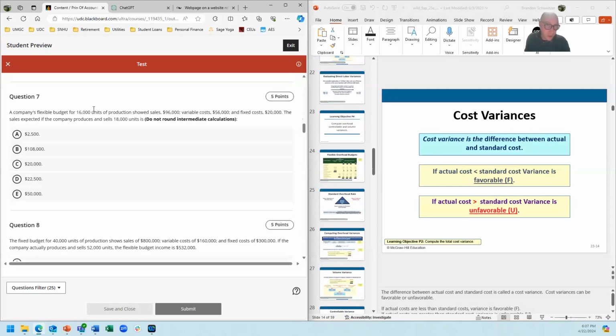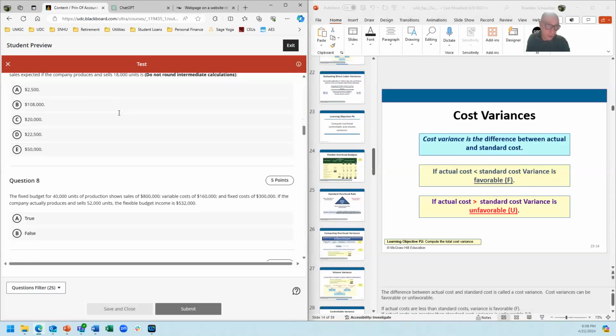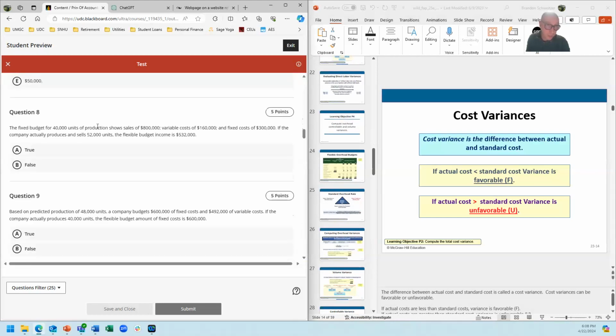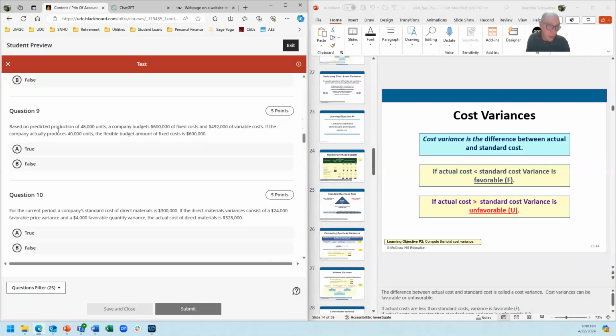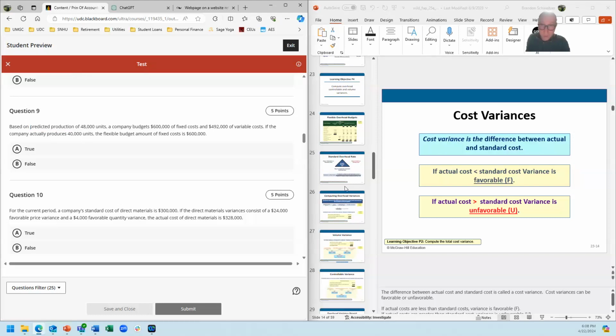Question 7, flexible budget. Again, chapter 23. Chapter 8, flexible budget. Chapter 23. Question 9. Question 9 is predicted production. Also chapter 23, but notice it says predicted production. Okay.